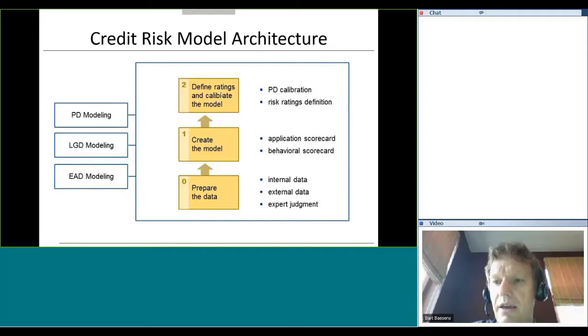We will use those levels for various purposes. We will use them to develop the models. We will use them to validate the models, more specifically to backtest and benchmark the models, and we will use them to stress test the models. In my e-learning course, I extensively zoom into those 3 levels and illustrate how you can do all those activities across those different levels for PD, LGD, and EAD.